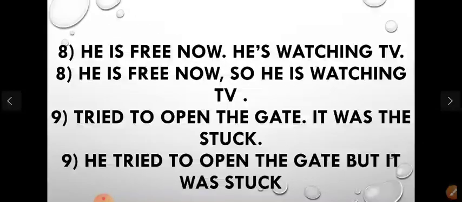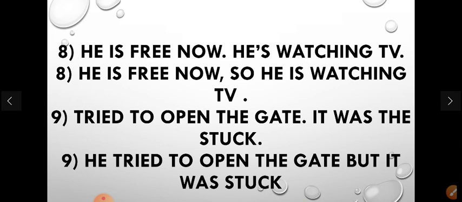Now the eighth one. He is free now. He is watching TV. So the answer is he is free now, so he is watching TV.